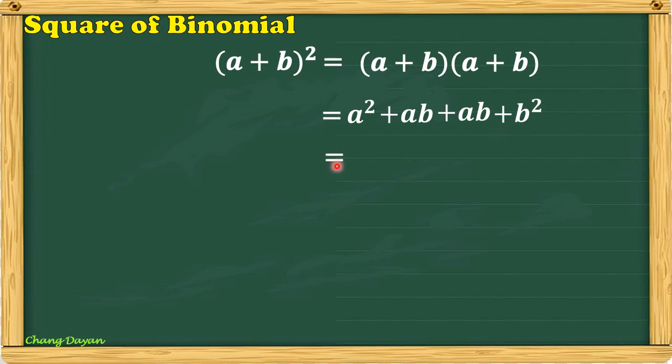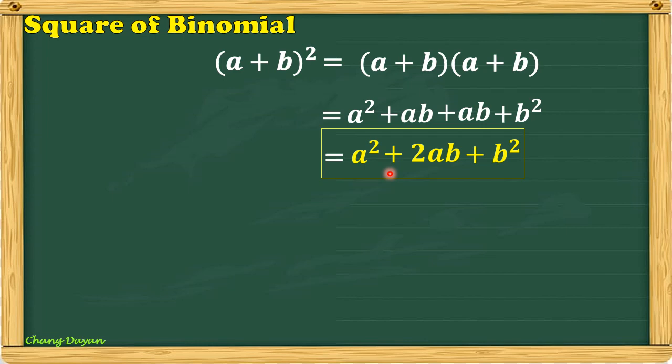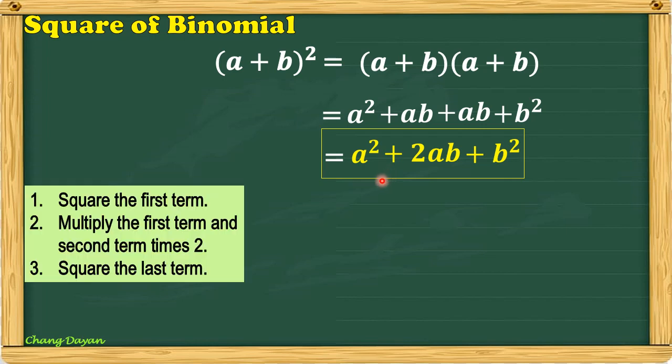Simplifying, just copy a squared, then combine ab plus ab, and we'll get positive 2ab. Then just copy b squared. So our answer for squaring a binomial a plus b is a squared plus 2ab plus b squared. But there is a shortcut.